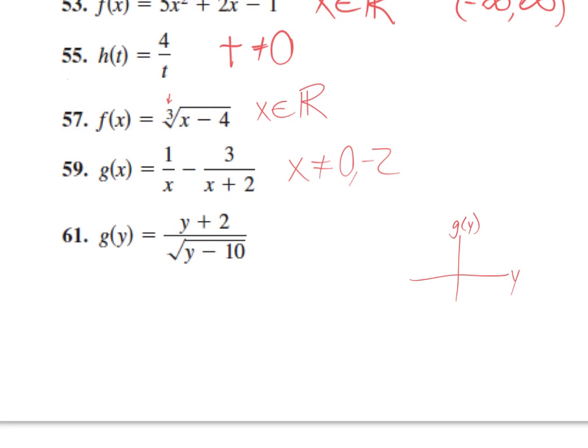When you write it as domain, would you always have x as your domain, or do you write it as y? No, up here on 55 I use t, right? Yeah. So whatever the independent variable is, that's what your domain is.